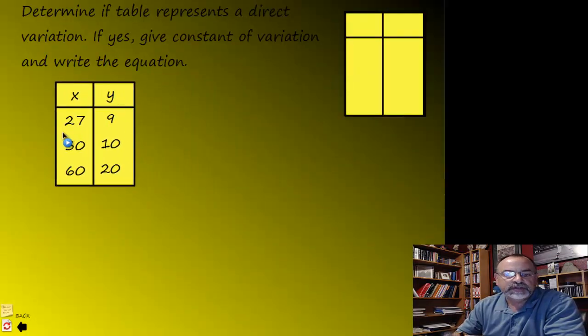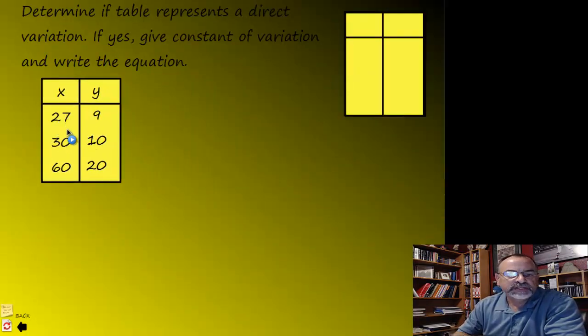So if we took a table here, we notice that the x values are going up and the y values are also going up, so this could be a direct variation.